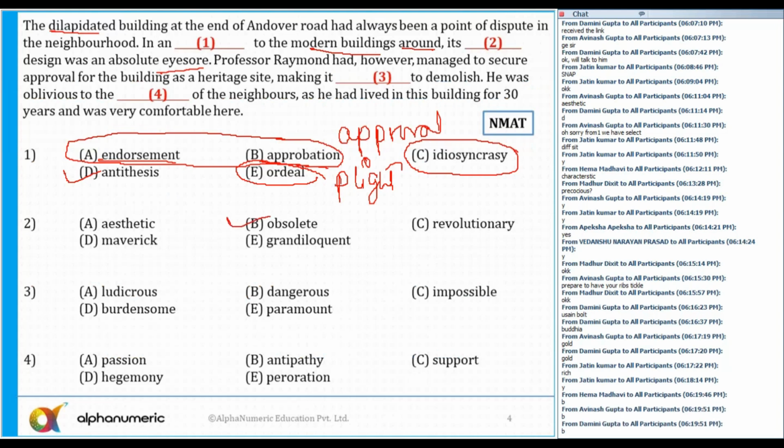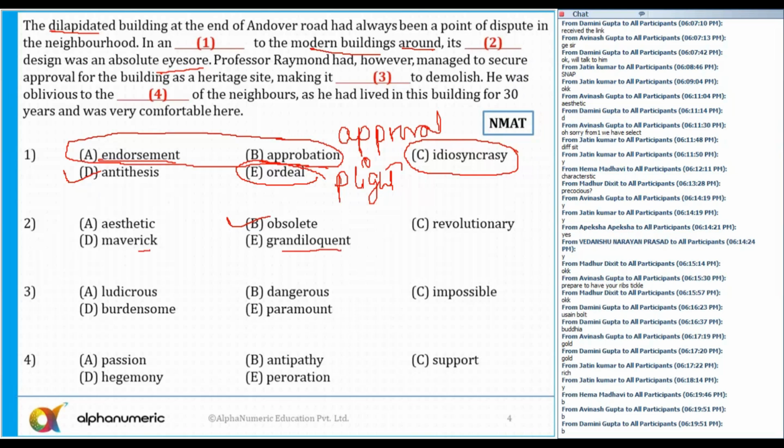It cannot be aesthetic. Aesthetic means beautiful, not possible. Grandiloquent means exaggerated or using big words, flowery words. That is grandiloquent. That is not possible. Whichever word you don't know, because there are many words here, please stop me.